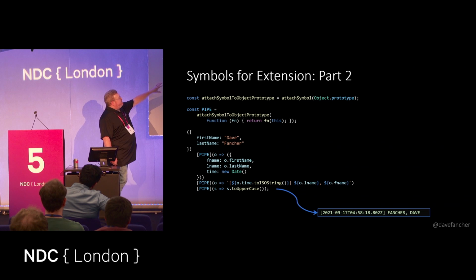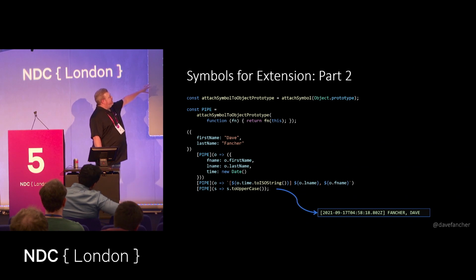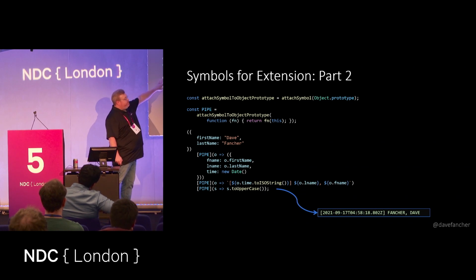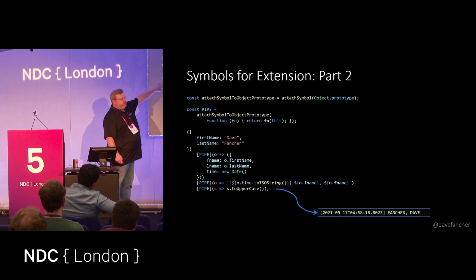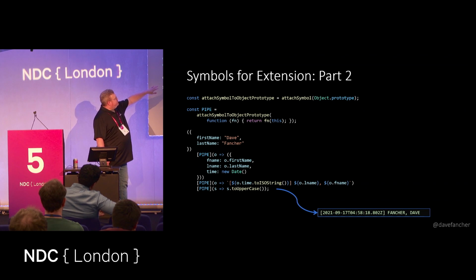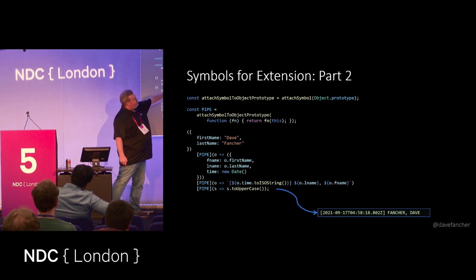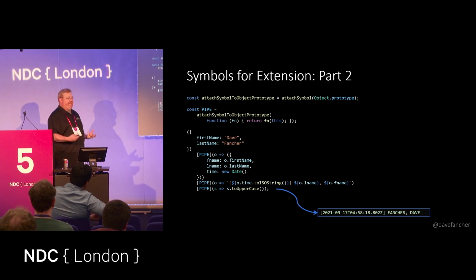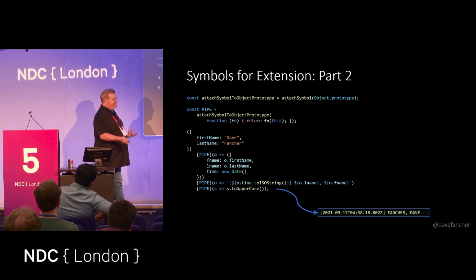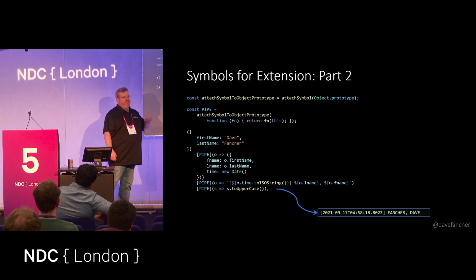So I can attach a symbol to the object prototype. I'm going to call that symbol pipe. I refer to that as pipe throughout my code. It's pretty simple. It's a function that takes a function and returns the result of applying the function to whatever object has been extended where pipe was originated.